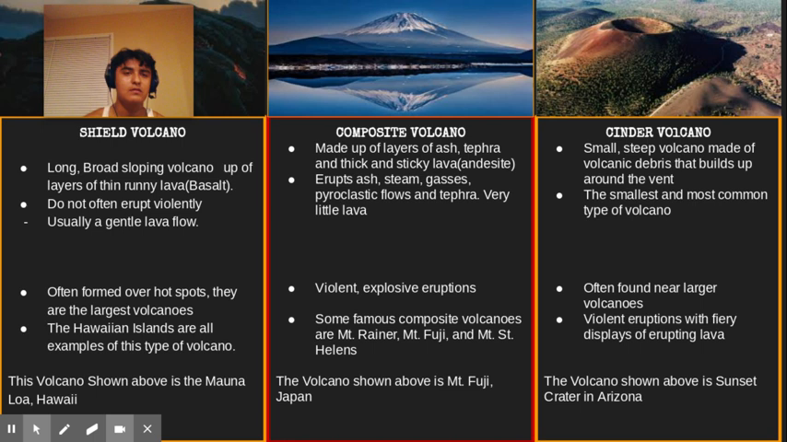Cinder volcano tends to be a much more common, smaller, and steep volcano. You usually find it around large volcanoes, like shield volcanoes as well. Cinder volcanoes are pretty much smaller, much more common, and usually they have pretty violent eruptions, with fiery displays of erupting lava. They're pretty dangerous. The volcano shown above is actually Sunset Crater in Arizona.